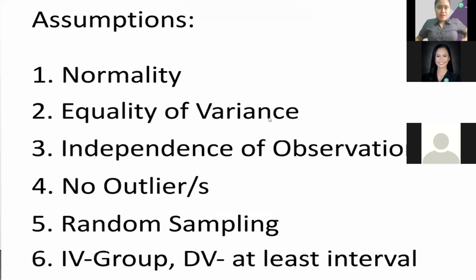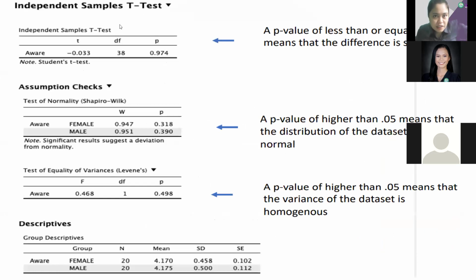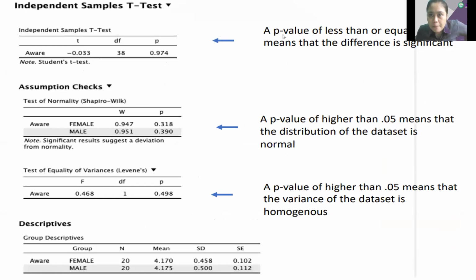Okay? So nasatisfy natin lahat, diba? Normality, equality of variance, independence of observation, and I don't think we have outliers there. We just don't know with the random sampling though, but our data is interval. So ito yung nakita natin na tables kanina sa JASP. Take note, class, of our decision rule. A p-value of less than or equal to 0.05 means that the difference is significant. So kapag significant ang difference, ito yung sinasabi natin na reject the null hypothesis.